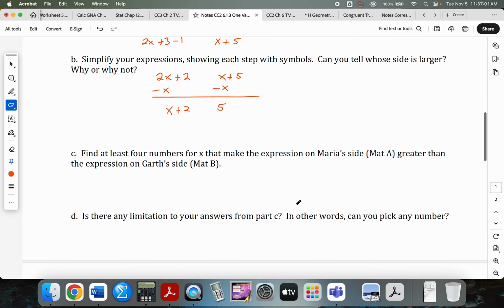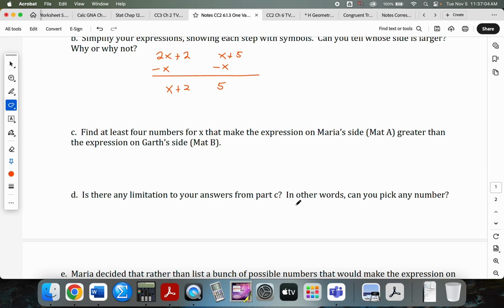So for part C here, it asks you to find at least 4 numbers for x that make the expression on Maria's side, that's mat A, greater than the expression on Garth's side, mat B. What would be 1? Just call one out. 10. Yep, that would work. 32, okay. 18, okay. 27? All of those would be true then, right?